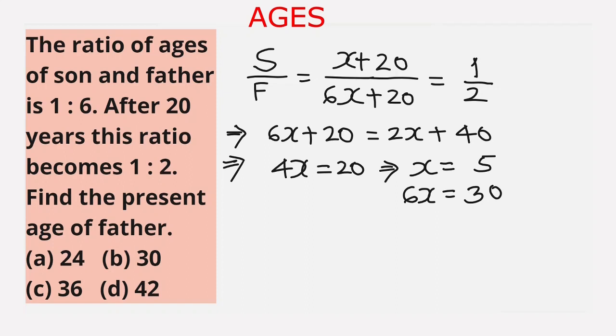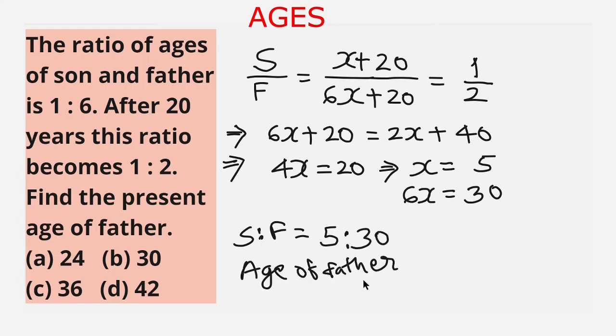So the ratio of son to father is 5:30 and age of father is 30, and from the given options our answer is option B, 30.